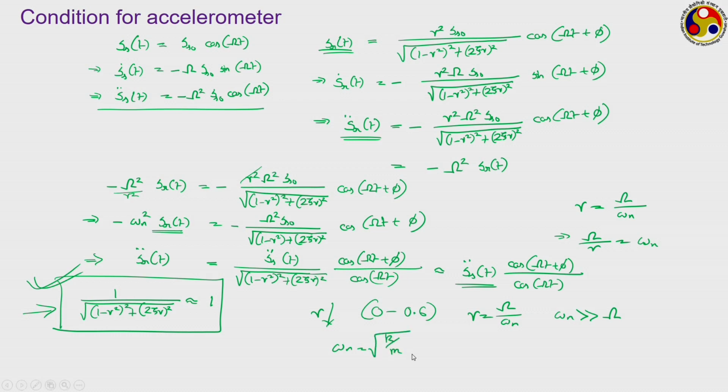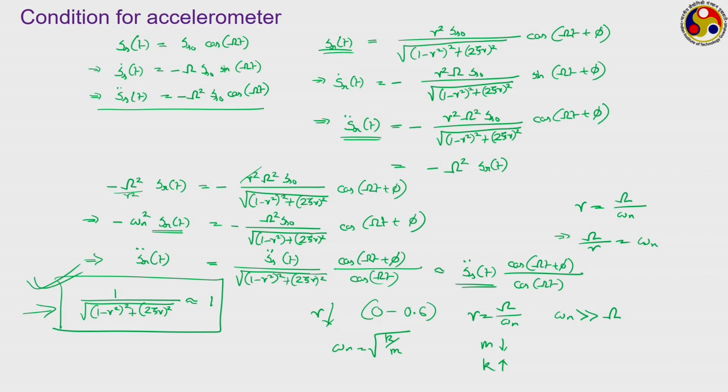So, omega n can be large only if either the mass is small or the stiffness is larger, just the opposite condition for this. So, for an instrument to act as a vibrometer or velometer, we want the mass to be large or the spring stiffness to be small, resulting in a bulky instrument, whereas for it to act as an accelerometer, we want the mass to be small and the stiffness to be large, resulting in a smaller instrument.